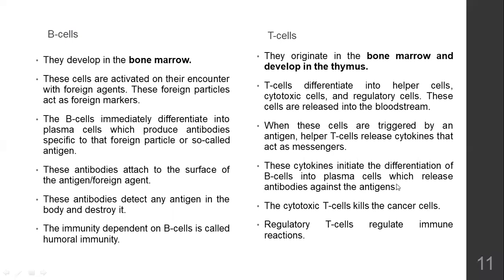Cytokines can also initiate the differentiation of B cells into plasma cells. You can see here B cells convert themselves into plasma cells. How does it convert itself to plasma cells? It is because of the cytokines produced by cells.